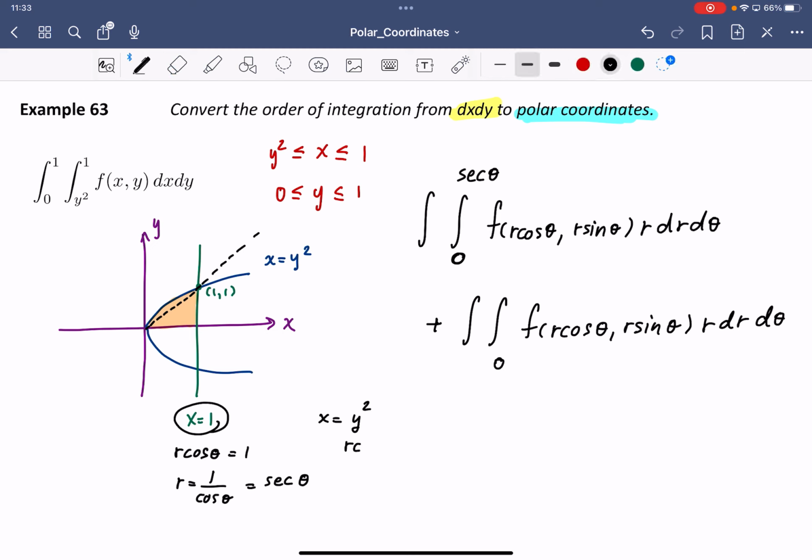The parabola is r cosine theta equal to r squared sine squared theta, which means cosine theta equal to r times sine squared theta. I cut one r out, so I have r equal to cosine over sine squared. You don't have to simplify, but if you want to, cosine over sine is cot, so it's cot theta times cosec theta.